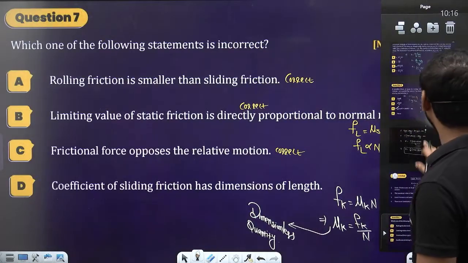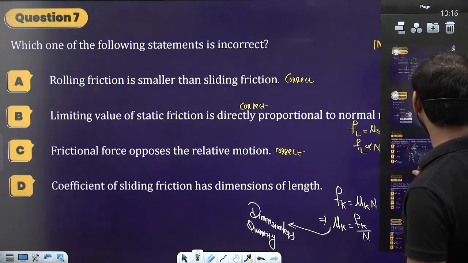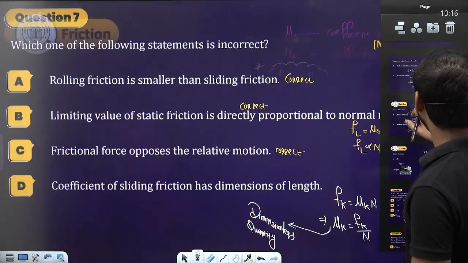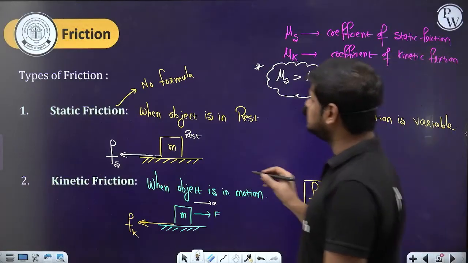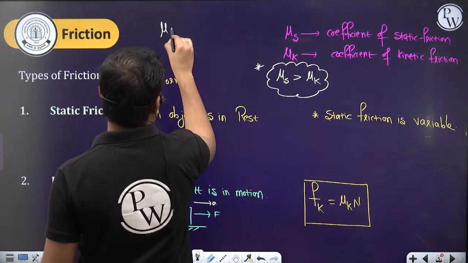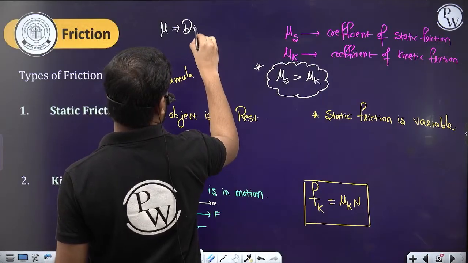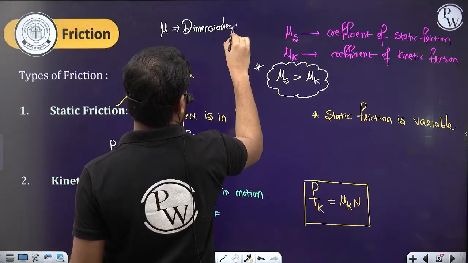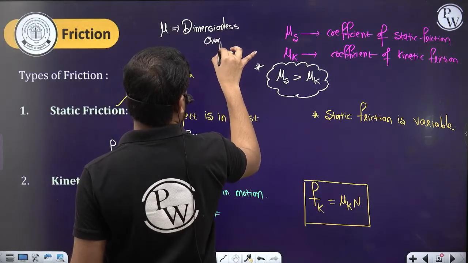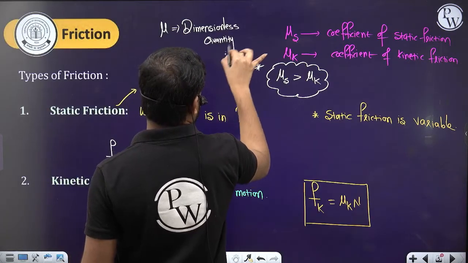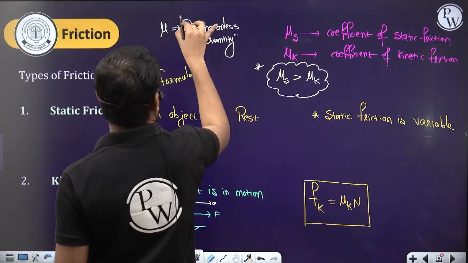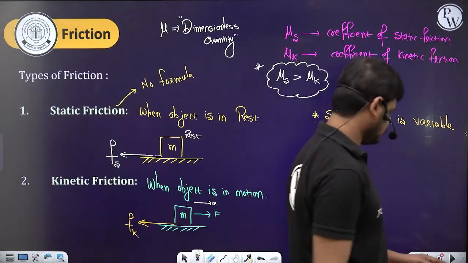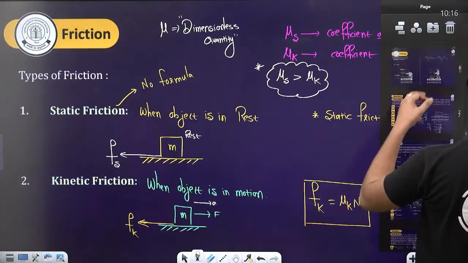Clear? So you can write here also, where we discuss the coefficient of friction, so here mu is a dimensionless quantity. Mu is a dimensionless quantity. Clear, guys? Sure. So let's move to the questions now.